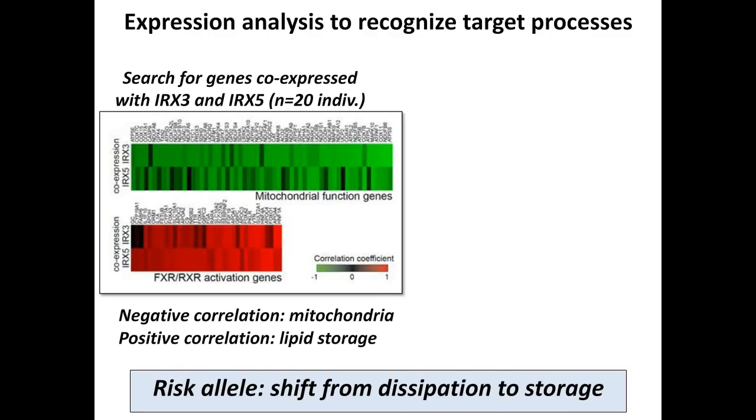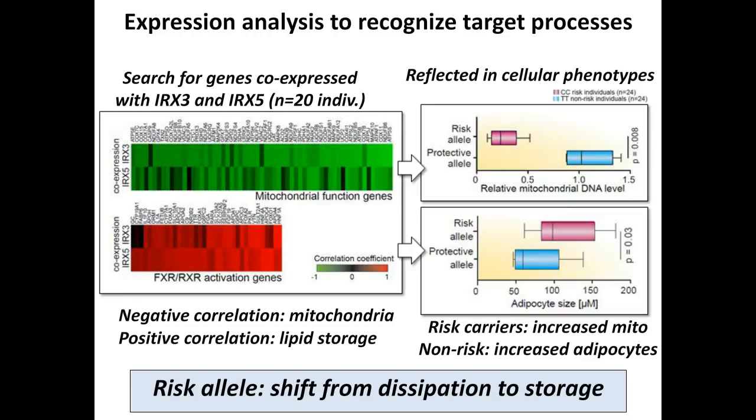And we found a large number of genes that in fact cluster in a small number of pathways. The genes that are most negatively correlated are associated with mitochondrial function, and the genes that are most positively correlated are associated with lipid metabolism. And indeed, these changes in gene expression are reflected in the cellular phenotypic differences between risk and non-risk individuals. We find that the risk individuals have much lower DNA content for the mitochondria, suggesting a reduced mitochondrial number, and they also have a higher size of adipocytes, suggesting accumulation of lipids.